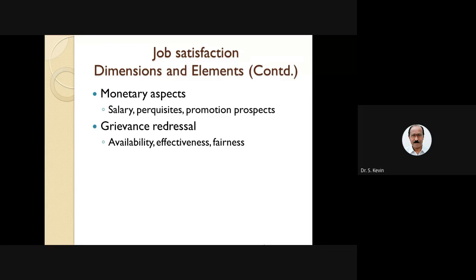Then only you will understand your topic properly, and you will be able to, first of all, identify your variables. Secondly, subdivide the variables into dimensions and elements. Only after that you can start preparing your questionnaire. So the preparation of the questionnaire comes somewhere in the middle of your research study.